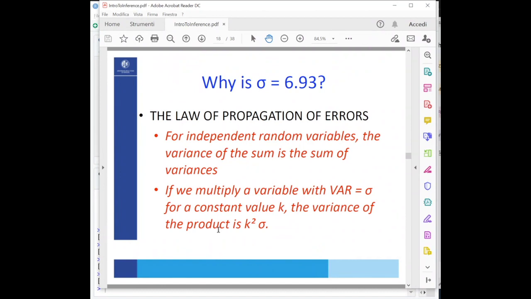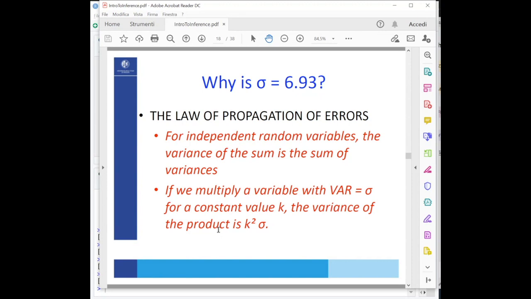So for independent random variables, the variance of the sum is the sum of variances. So this is a very simple law of statistics. It's not even a theorem. It's just an empirical law. Two things. The variance of the sum is the sum of variances.